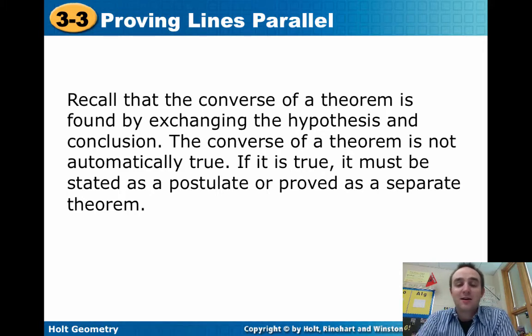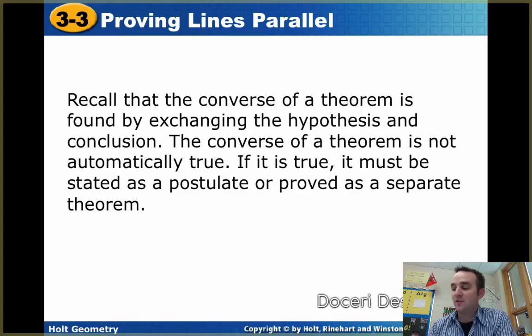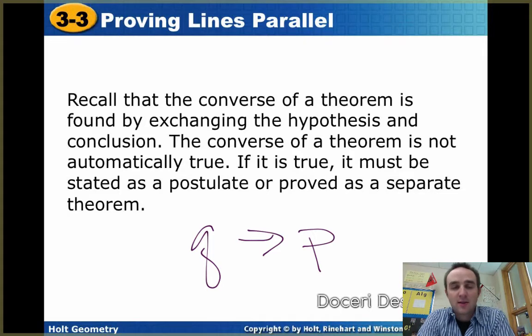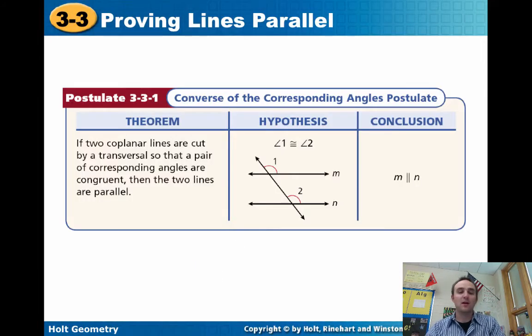So remember, the converse of "if P, then Q" is "if Q, then P." We're switching the hypothesis and the conclusion. We are going to take the converse of what we learned from 3.2 and apply that today in 3.3. Postulate 3.3.1, converse of the corresponding angles postulate. This is going backwards from the corresponding angles postulate.